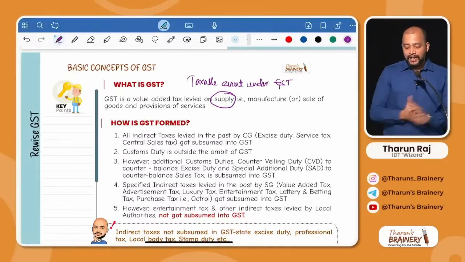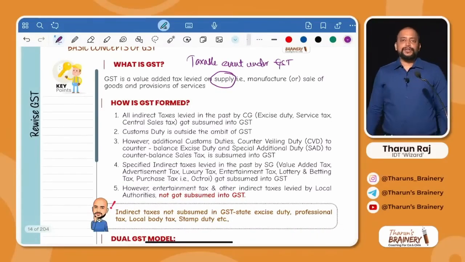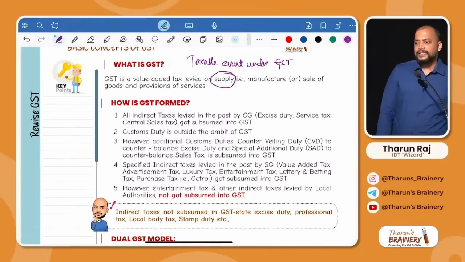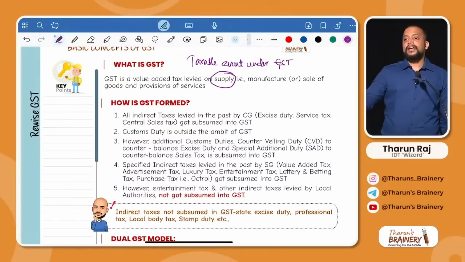Is it clear? Now, how is GST formed? You need to know this. So, first we need to understand what is GST. We understood it's a value added tax and it is payable on supply. What is supply? It is a taxable event, but we have not yet discussed the meaning of that supply.